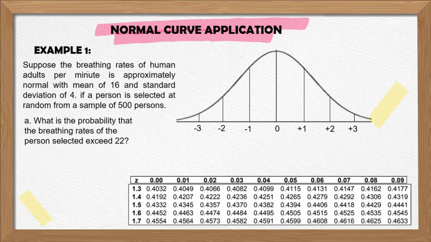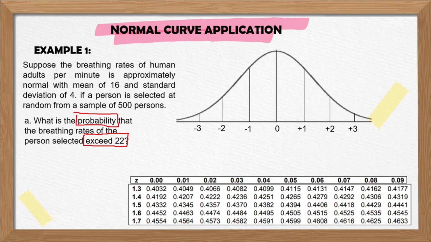Suppose the breathing rates of human adults per minute is approximately normal with a mean of 16 and a standard deviation of 4. If a person is selected at random from a sample of 500 persons, what is the probability that the breathing rate of the person selected exceeds 22? So from the question, our keywords are probability and exceed 22. So what does exceed 22 mean?